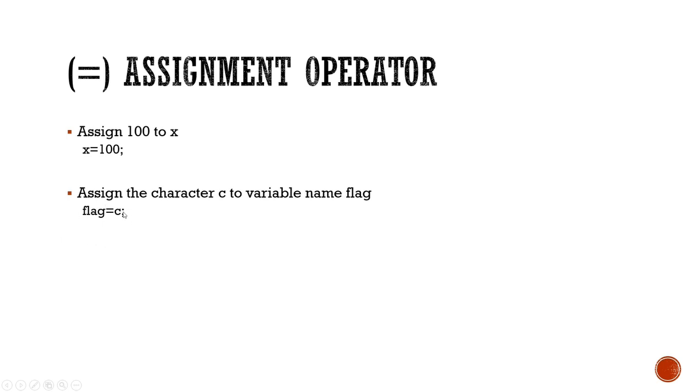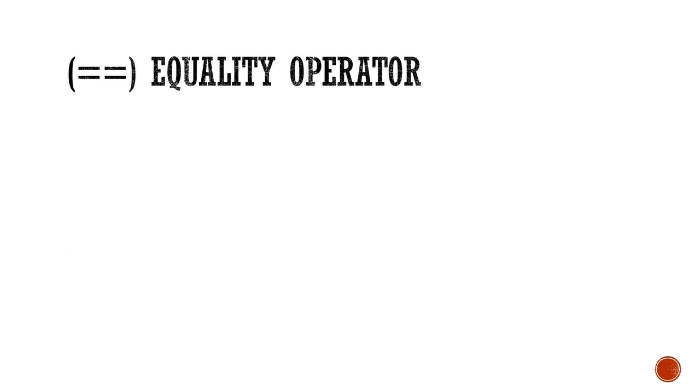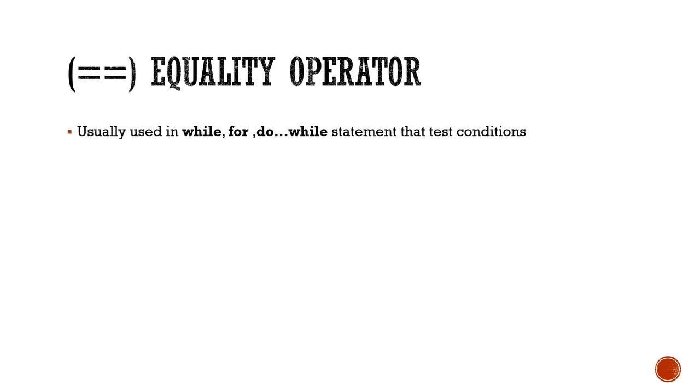This is your variable, this is the value, which is a character. Then lastly, let's say you want to assign 2 to the integer a. You can first define the data type of variable a, then assign the value of 2. So those are the uses of the assignment operator. On the other hand, we have the equality operator. That is usually used in while statements that test conditions.